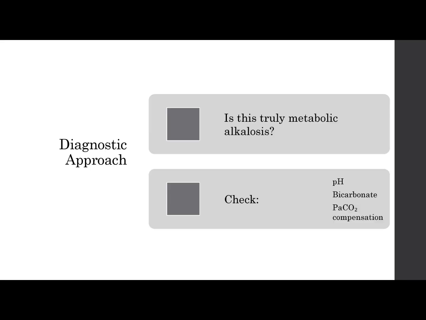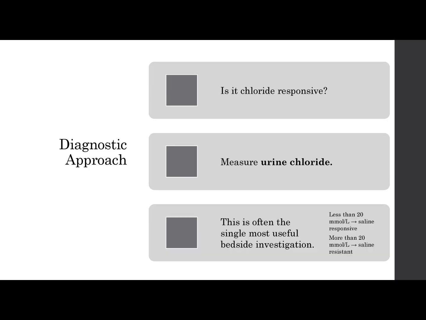Diagnostic approach. When you see an elevated bicarbonate, ask yourself 4 questions. Question 1. Is this truly metabolic alkalosis? Check pH, bicarbonate and CO2 compensation. Question 2. Is it chloride responsive? Measure urine chloride. This is often the single most useful bedside investigation. Less than 20 millimole per liter means saline responsive. More than 20 millimole per liter means saline resistant.